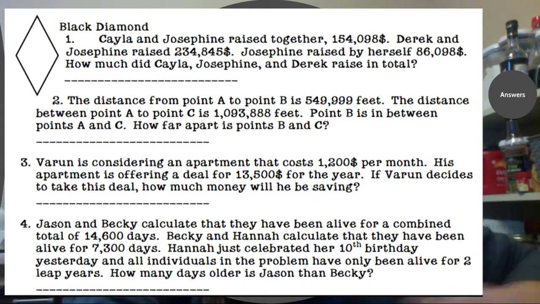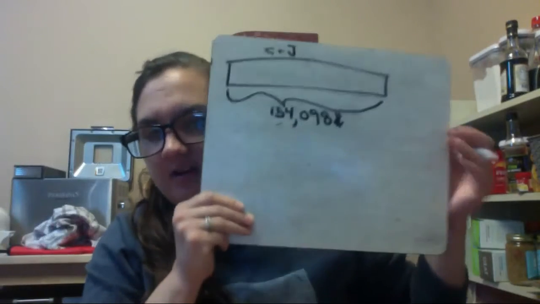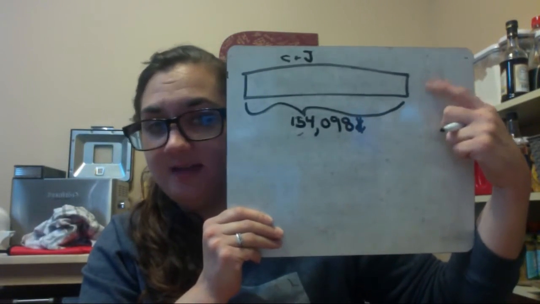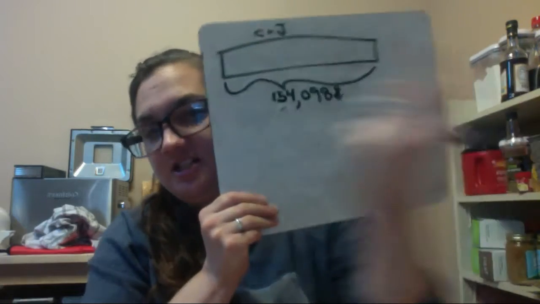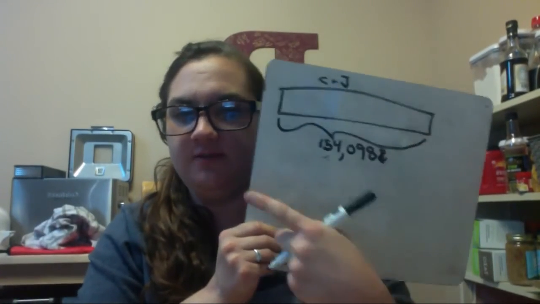So Kayla and Josephine raised together $154,098. So I'm just going to write C plus J, and I'm going to write underneath this total amount is $154,098. Oops, I drew my 5 backwards. That's a lot of money. All right, so this is my first bar diagram. C plus J, this is my total amount. I don't have a line here because I don't know how much is Josephine's and how much is Kayla's.